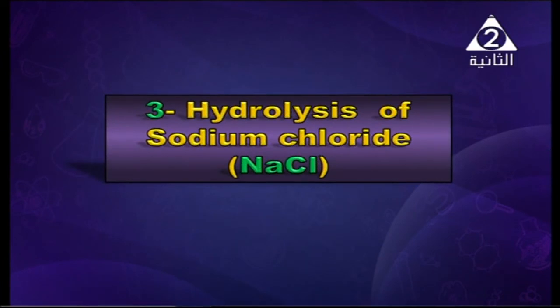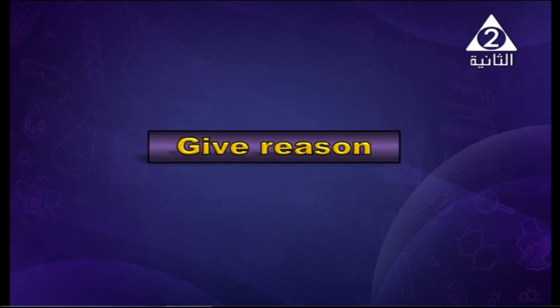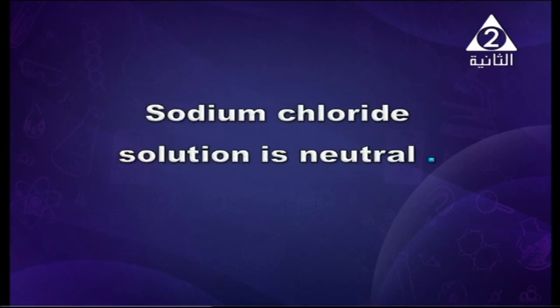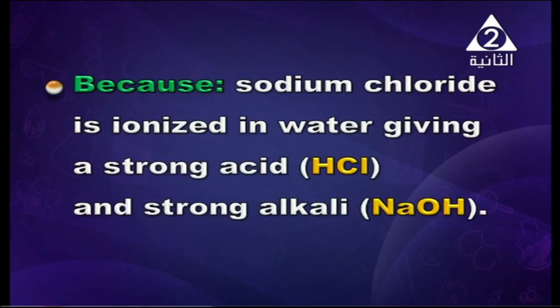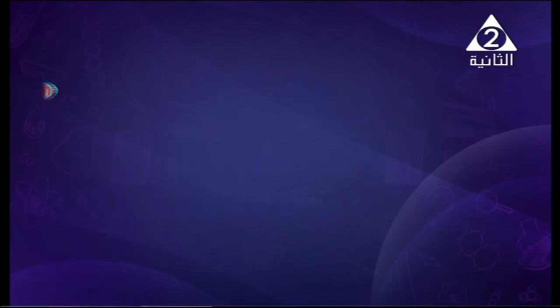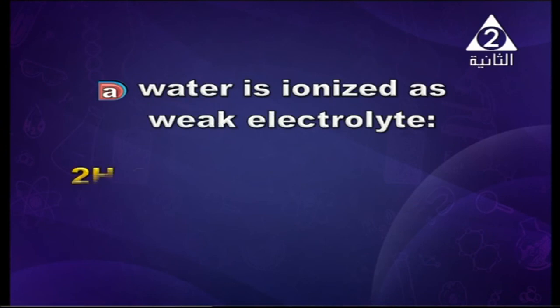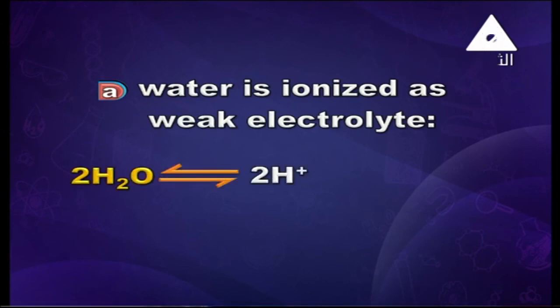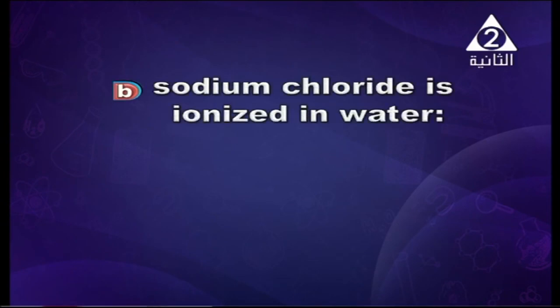Next example, hydrolysis of sodium chloride solution. And we have to give a reason for this point. Sodium chloride solution is neutral because sodium chloride is ionized in water, giving strong acid hydrochloric acid and strong alkali sodium hydroxide. So, my dear student, water is ionized as a weak electrolyte into hydrogen ion and hydroxide ion, and here sodium chloride is ionized as sodium ion and chloride ion.